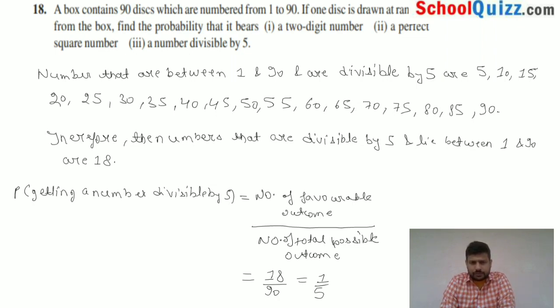Let me explain this question one more time. There are certain numbers divisible by 5 that lie between 1 and 90, and there are 18 such numbers. The probability of getting a number divisible by 5 is number of favorable outcomes upon number of total possible outcomes. The favorable outcomes are 18 and the total outcomes are 90, which can also be written as 1 by 5. So 1 by 5 is the probability of getting a number divisible by 5 which lies between 1 and 90.